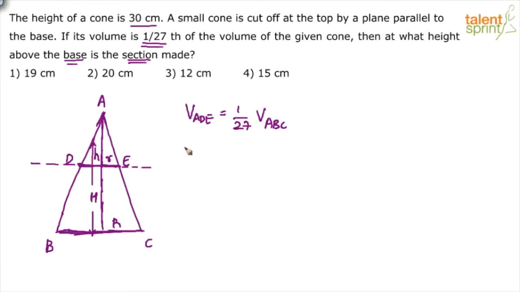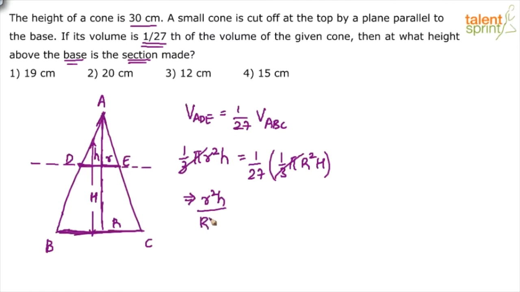Now, what is the volume of a cone? 1/3 pi r square h. So, for ADE, pi r square and small h equals 1/27 the volume of the larger cone, so 1/3 pi capital R square capital H. See, 1/3 pi and 1/3 pi get cancelled. What are we left with? r square small h by capital R square capital H equals 1/27.